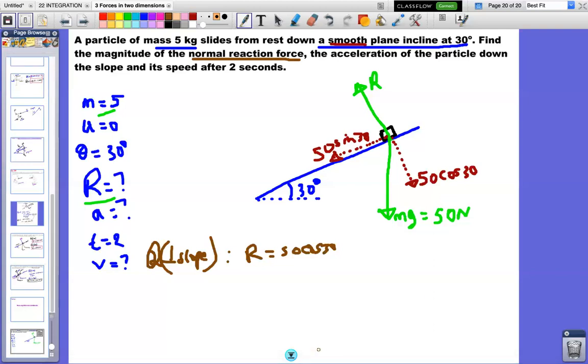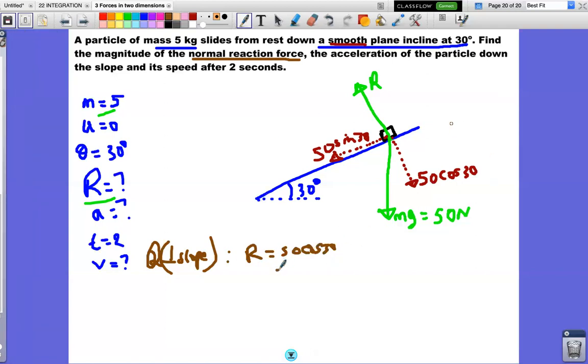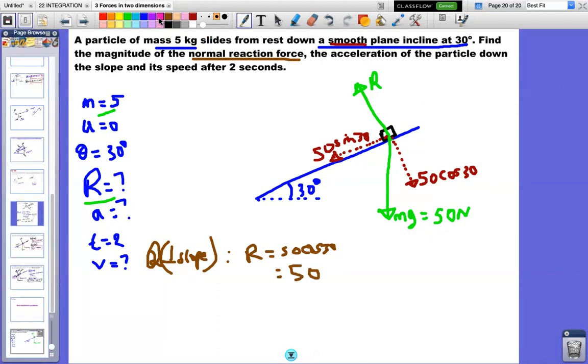What is cosine of 30 anyway? What is cosine of 30? Can somebody tell me what is the cosine of 30 degrees? If you forgot. The root of 3 by 2. Root 3 over 2, yes. If you ever forget, just go through this quickly.